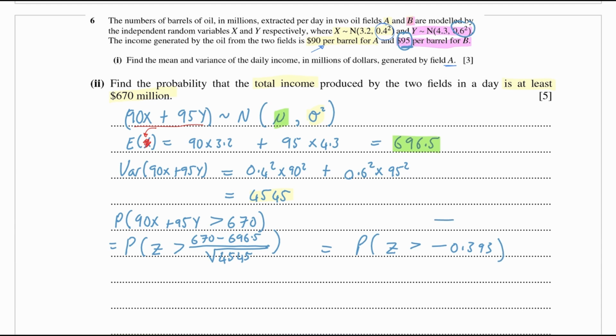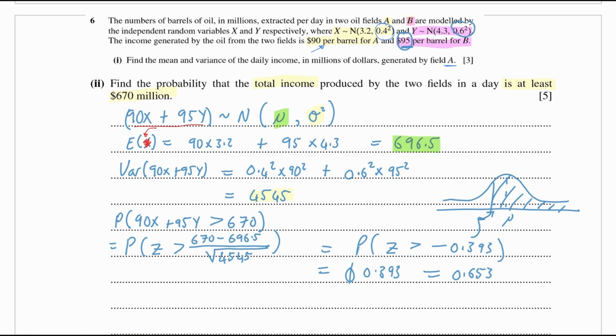0.393. Now, if we were to sketch out our standard normal curve, gee, that's atrocious. Just pretend it's not atrocious. Here's our mean. Negative 0.393 is there, and we want greater than that, so we're wanting this bit here. So that's equal to phi 0.393. And so we just read that off our Z table, and we should get 0.653 for that one. I hope that's making sense.